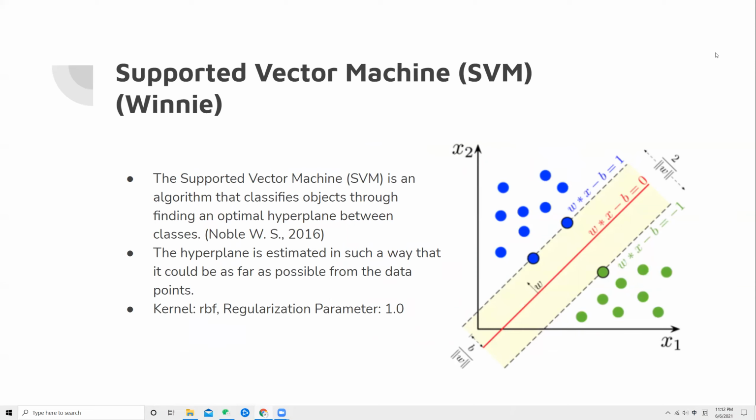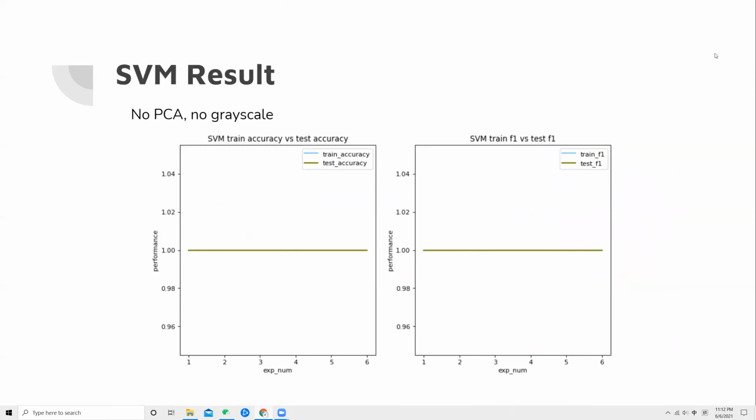In this equation, W denotes the weight and B denotes the bias. The hyperplane is estimated in such a way that it is as far as possible from the data points. In this study, the kernel we used was the RBF kernel, and the regularization parameter was set to 1.0. So let's look at the results.